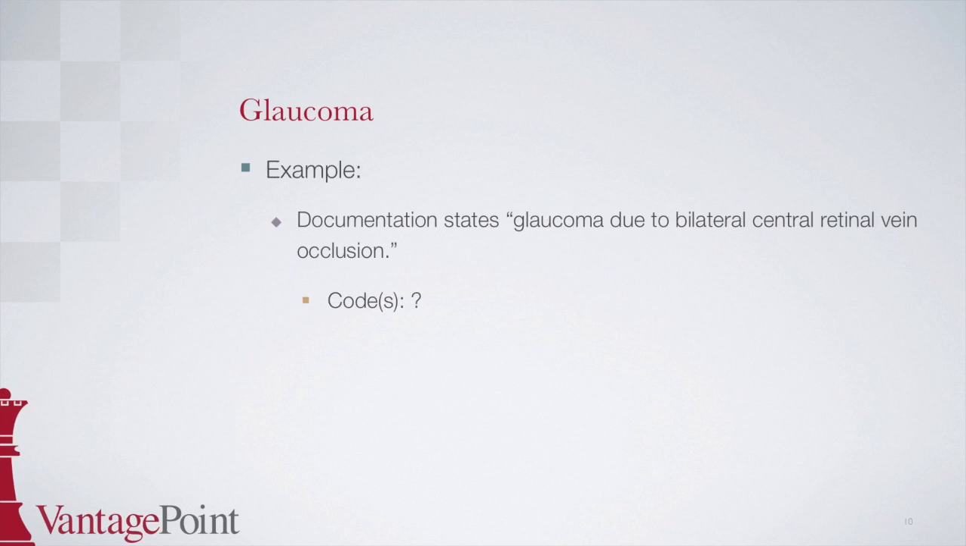Our next example is a patient with glaucoma due to bilateral central retinal vein occlusion. How would you code this? Please pause the webinar to complete this example and then hit play to continue and learn the answer.